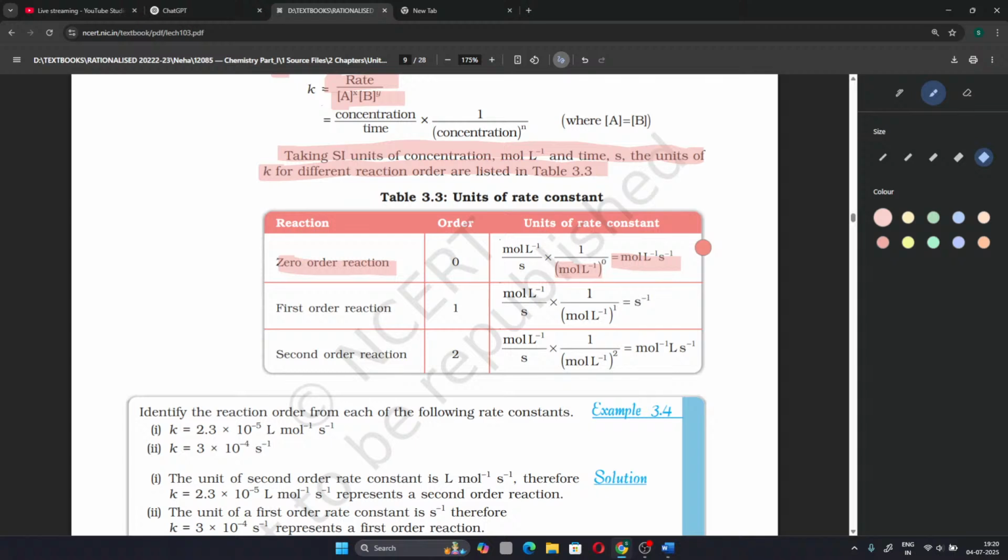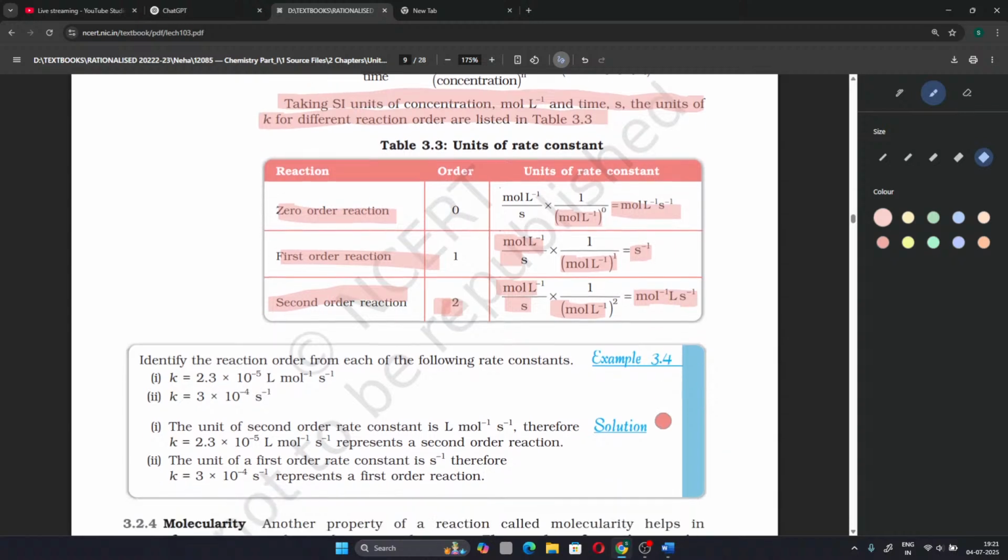And in case of a first order reaction, mole per liter per second divided by mole per liter gets cancelled. We are left with per second. In case of a second order reaction, these are the units of the rate constant: mole per liter per second times mole per liter whole square. n is 2, so we square it. Basically it is liter per mole per second, where liter has a positive power.